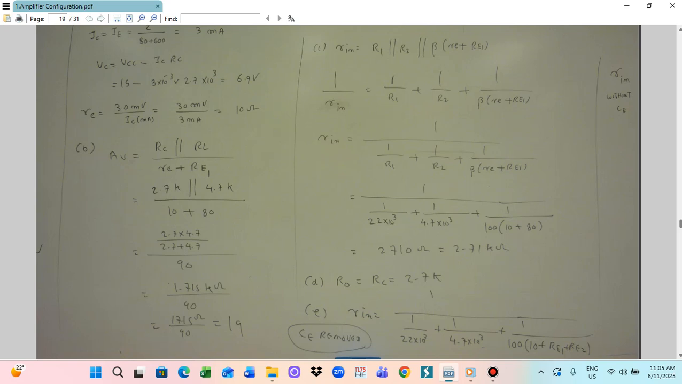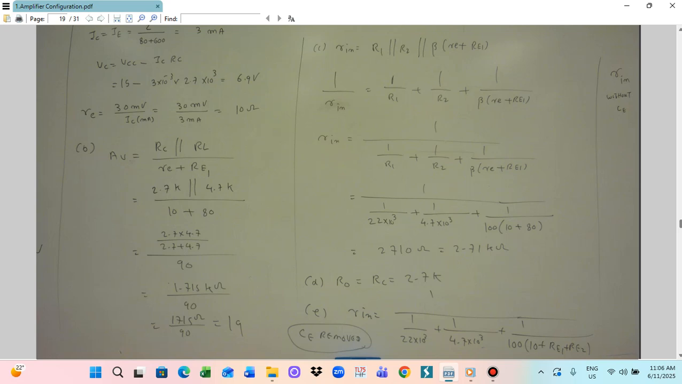When the capacitor CE is removed, all of RE1 and RE2 have to be utilized. So it is a similar calculation, but instead of only the 80, you have to utilize RE1 and RE2. So now we calculate the Rin without CE.